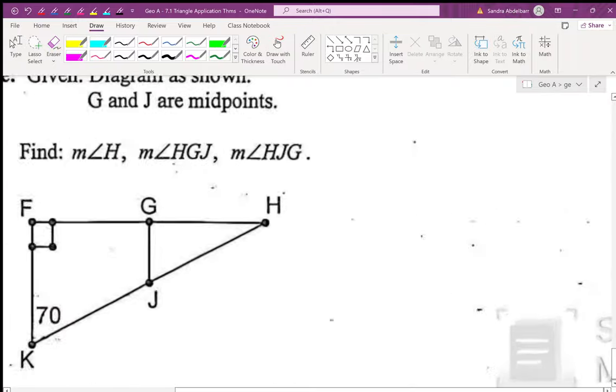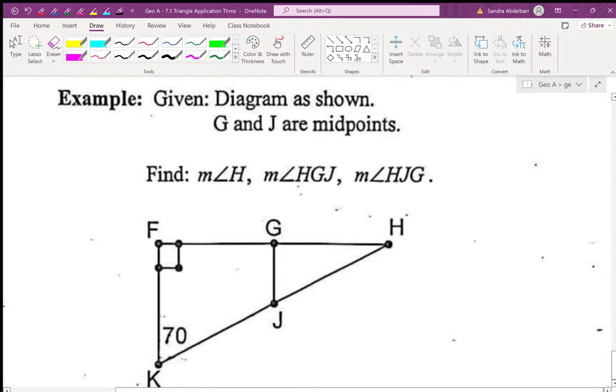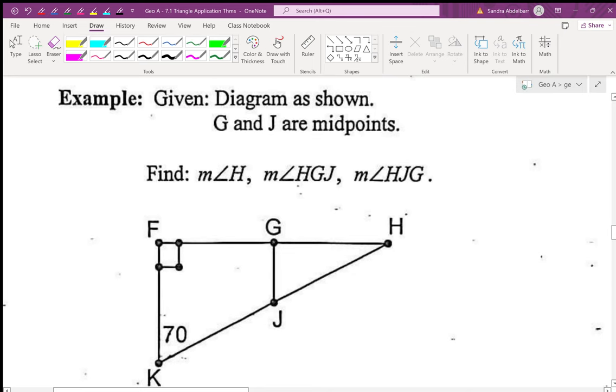All right, so let's look at this example. So here we have G and J are midpoints. So if G is a midpoint, then GH and GF are congruent. And if J is a midpoint, JH and JK are congruent. And now we're asked to find all of these angles.